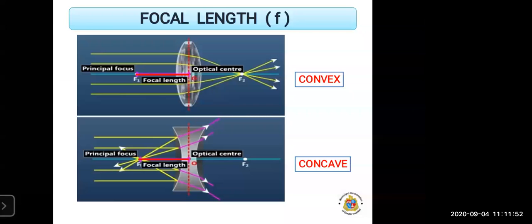So look at the board diagram: focal length, optical center, and principal focus. And please take a screenshot, students. If there are some important points, you have to take a screenshot. So please take a screenshot.